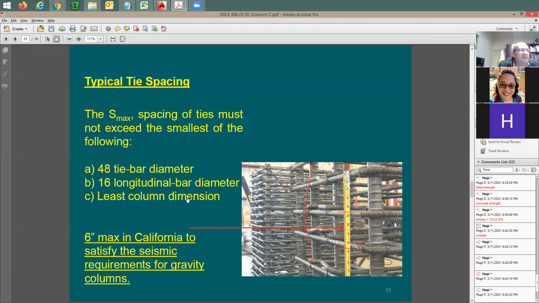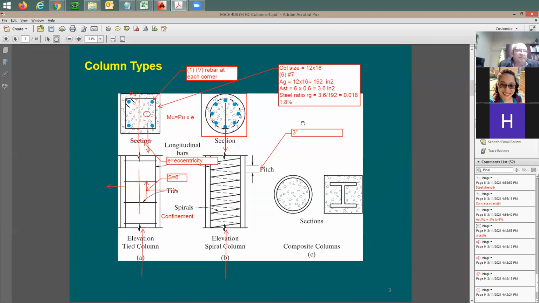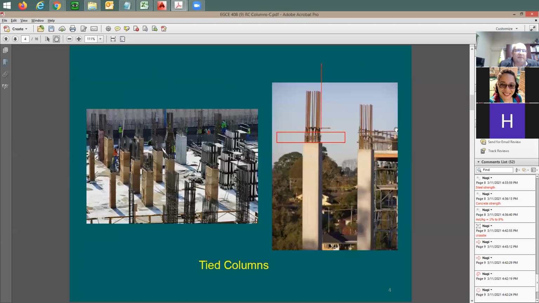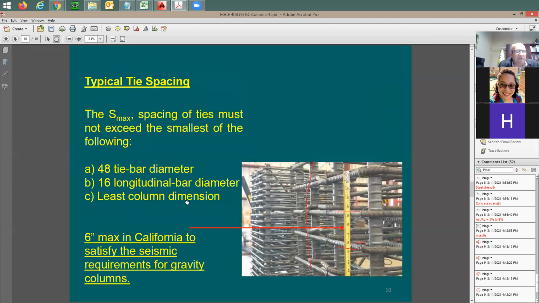The third requirement says the least column dimension. So for example, in our quick numerical example that I put there, I put the column to be 12 by 16. In this case, the least dimension is going to be 12 inches. So the third requirement is going to be 12 inches.